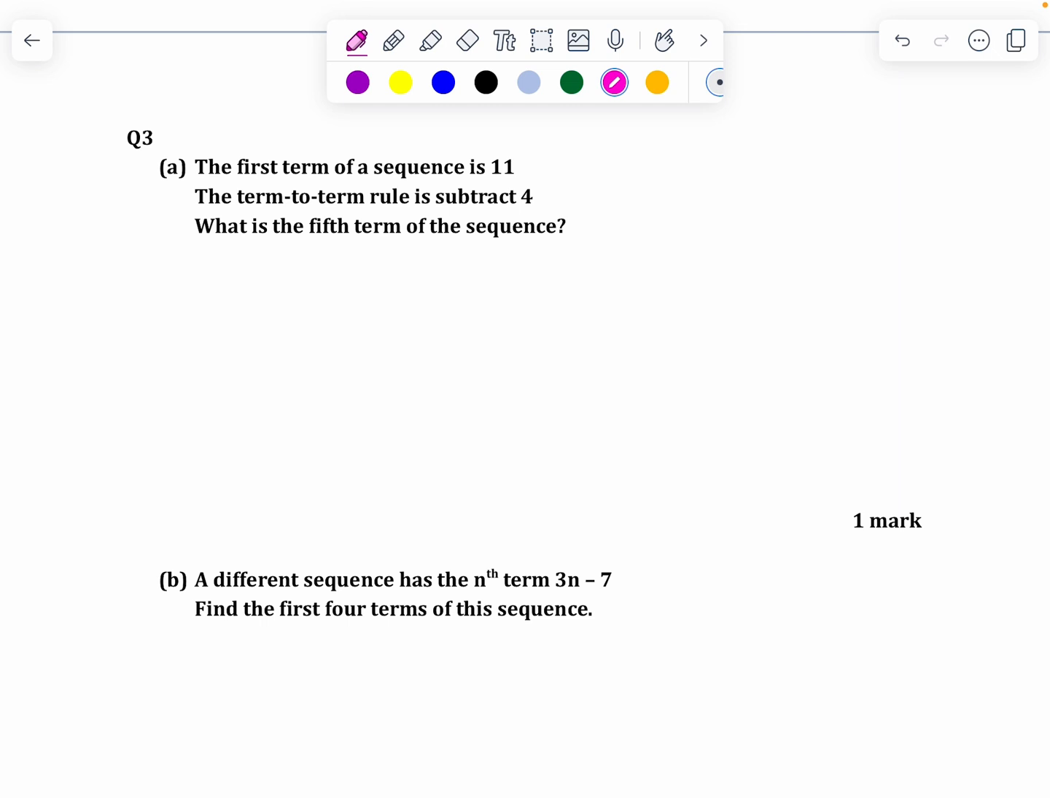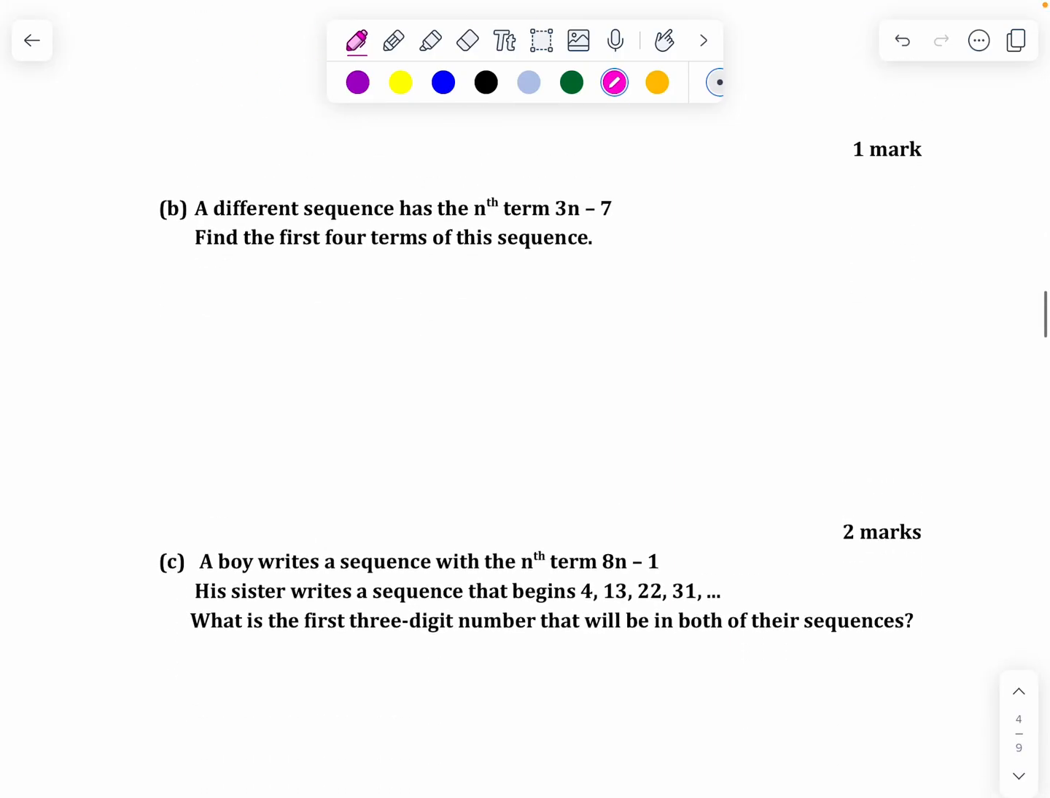Okay, here the first term of a sequence is 11. The term to term rule is subtract 4. What is the fifth term of the sequence? So each time you have to take away 4. 11 take away 4 is 7, so that's the second term. 7 take away 4 is 3, so that's the next one. And 3 take away 4 is minus 1. And then finally the fifth term, which is what we want, minus 1 take away 4 is minus 5. Okay, so the answer is minus 5.